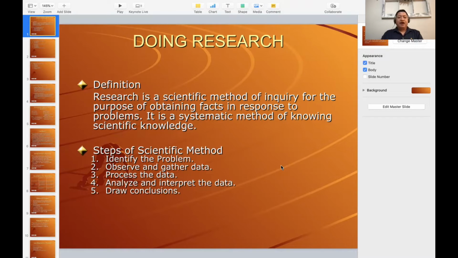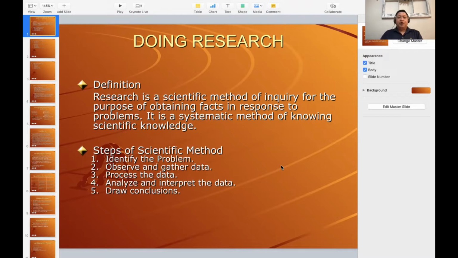Number four, analyze and interpret the data. So after you have collected the data and measure and compute them using statistical tools, you have to analyze it now and interpret the data. Later on, I will discuss how to do it.